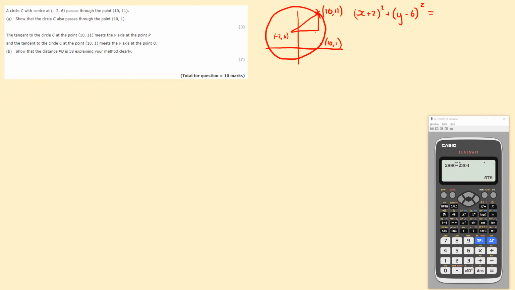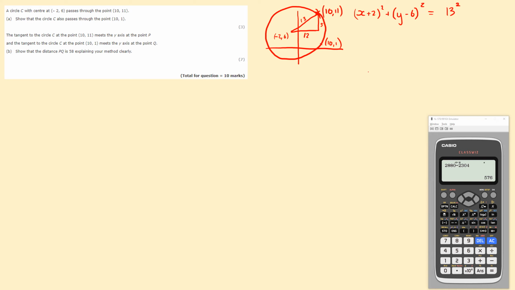The distance from -2 to 10 is 12, and from 6 to 11 is 5. And this is a very nice 5, 12, 13 Pythagorean triple. So I know that the radius there is 13. And of course, for it to complete my equation, it needs to be squared there. So that's the equation of the circle.